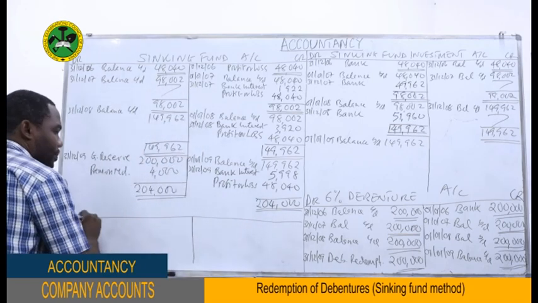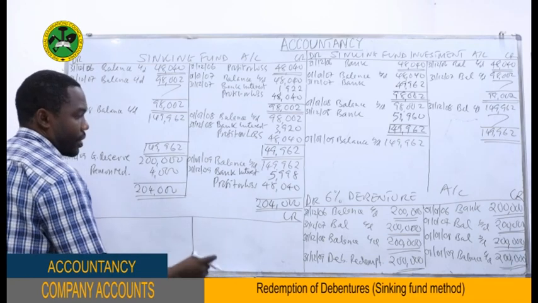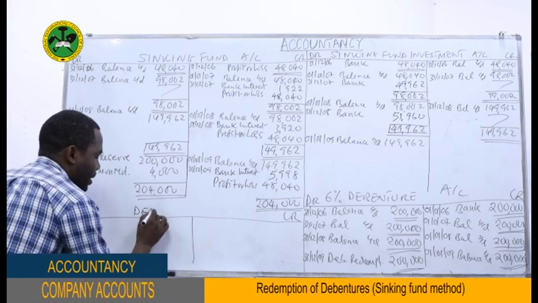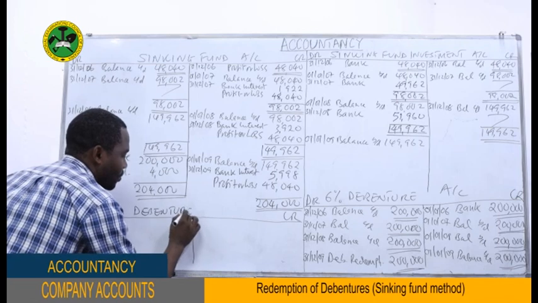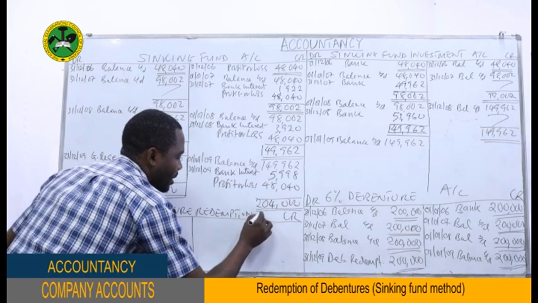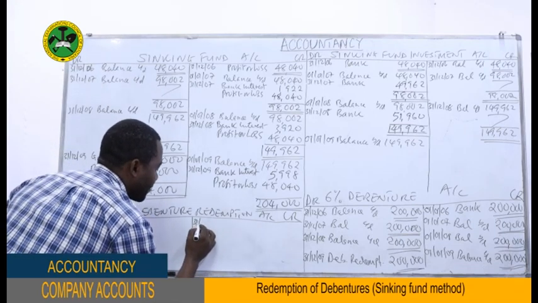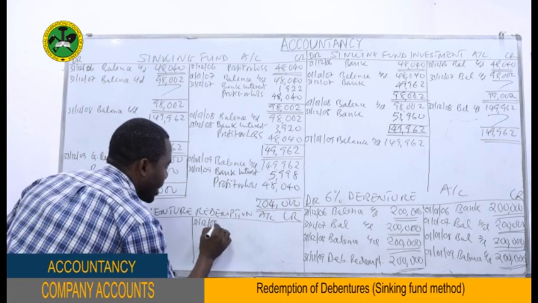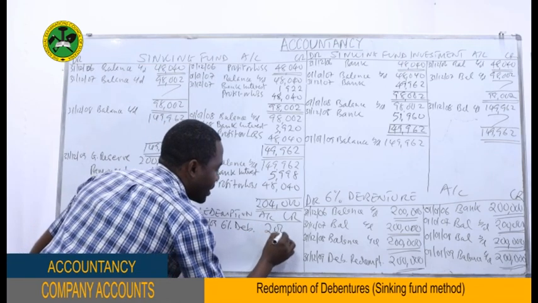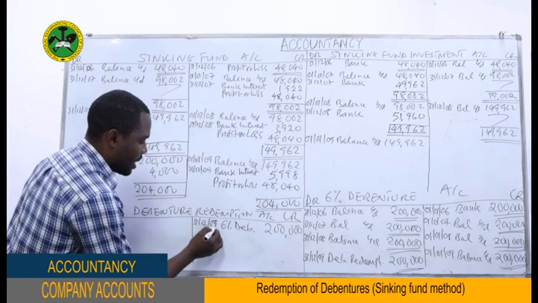Then, of course, we open up the redemption account, that is debit, credit. Okay, so we send this to debenture redemption. We open up here, debenture redemption account. Of course, we transfer this amount here. It was on 31st December 09 from 6% debenture. It was 200. And now, we need to pay these debenture holders.